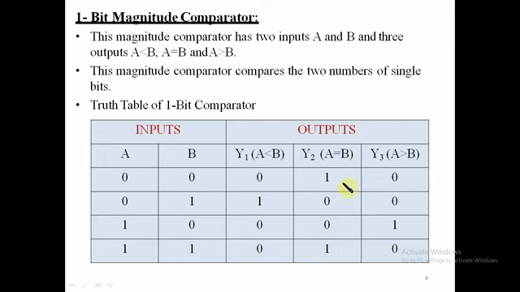Whatever the largest value is, it will be marked 1, and the remaining are 0.